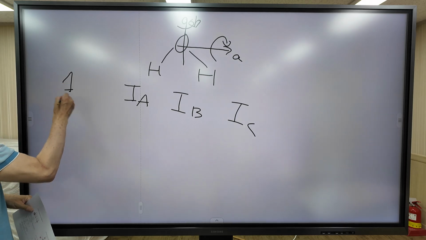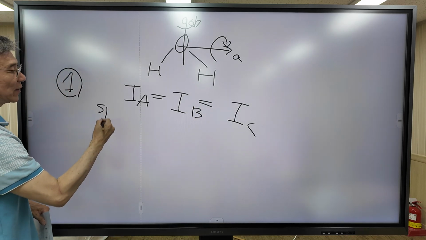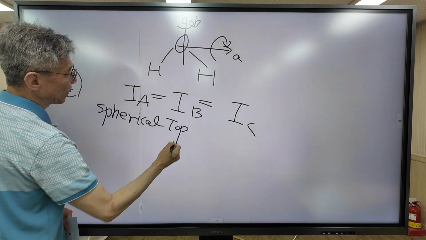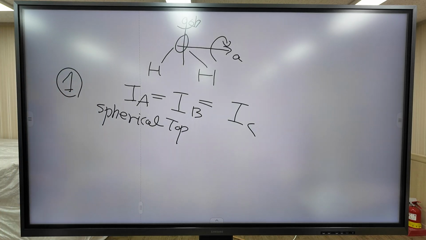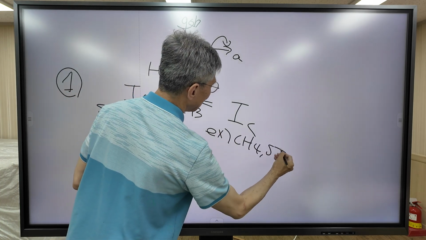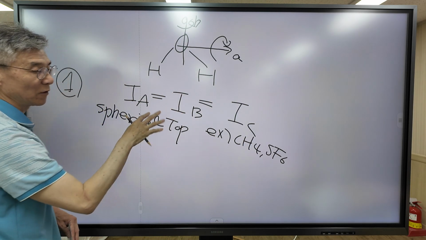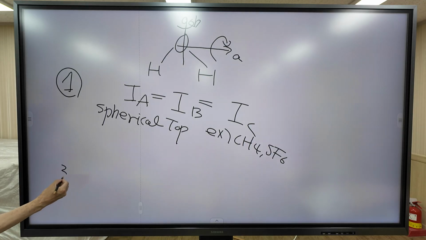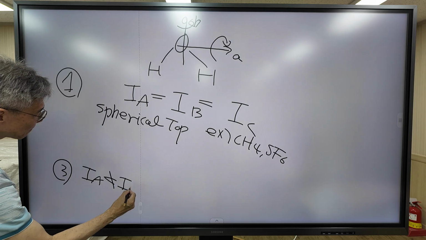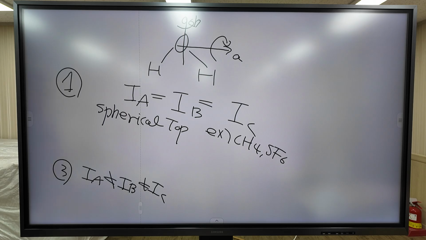The first category is when all the moments of inertia are equal. This molecule is called a spherical top. A representative example of spherical top is methane, and SF6 is also a typical example. In it, all the moments of inertia are equal. And the third example, when all the moments of inertia are different, it is called an asymmetric top.